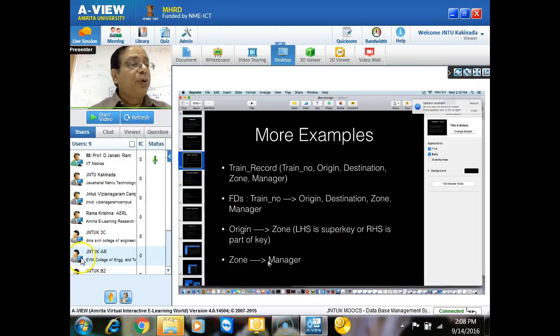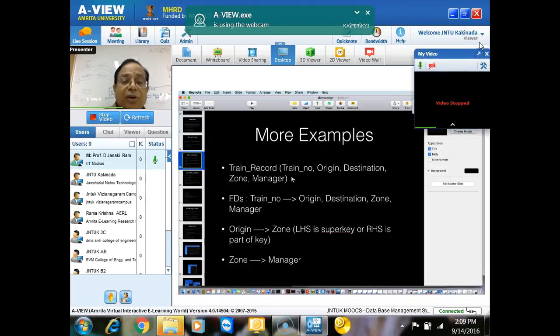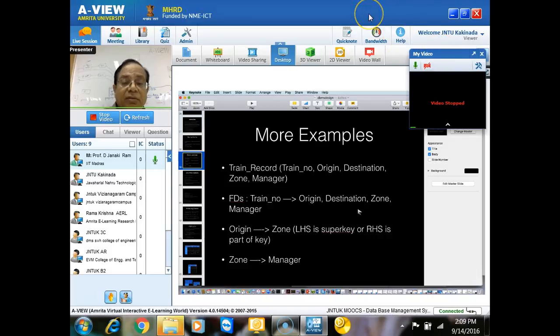So if we execute, you can see here this is a functional dependency. Now if you look at this example, the train number is a key in this relation. Everything else is dependent on train number. So if you get the closure of the train number attribute, because of these functional dependencies, you will get the complete closure of the attributes.